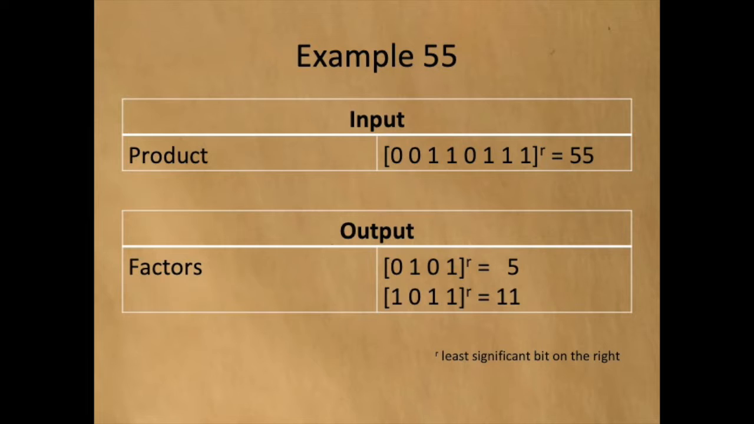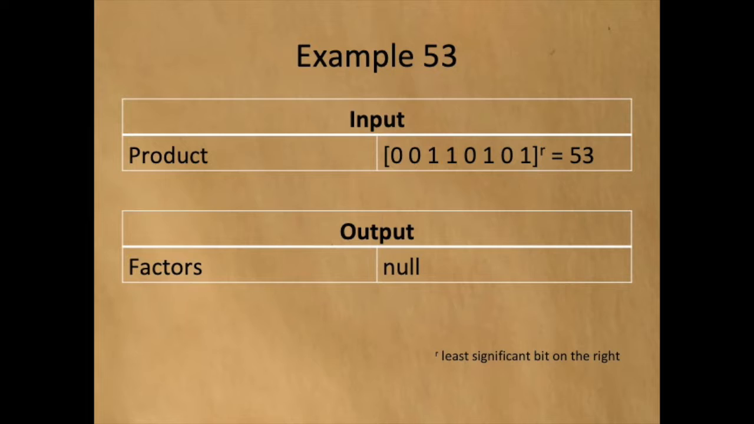Here's an example of successful factoring. In this case, we reverse the vector of bits so that the least significant bit is on the right. If the input vector is 55, then the output vectors will be 5 and 11. Here's an example of a number that cannot be factored because it is prime. If the input is 53, then the output factors will be null to indicate that no factors can be found.